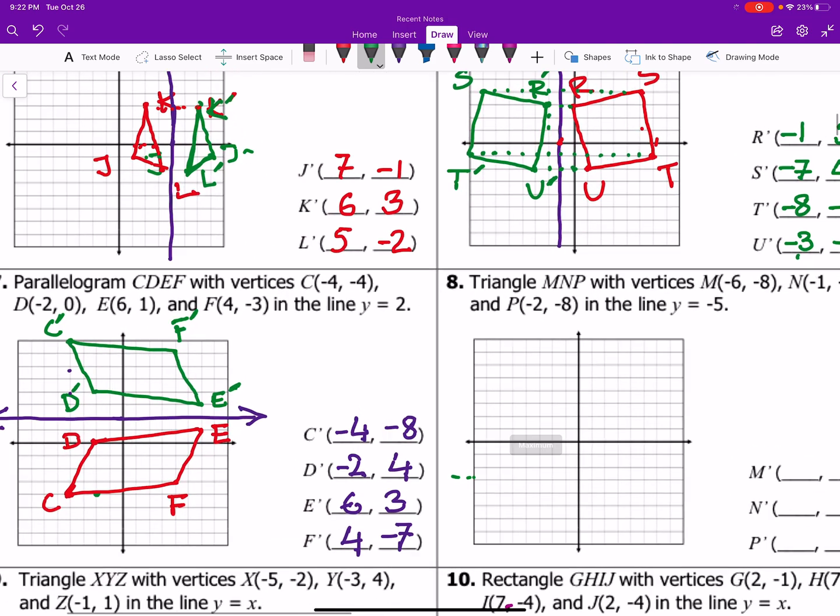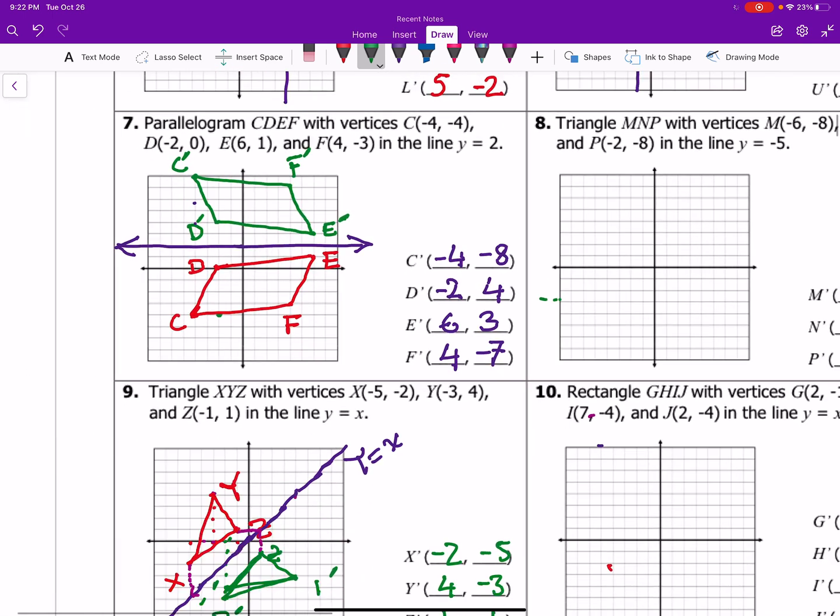Here in number 7, I have a figure that gives me parallelogram CDEF with vertices. C is negative 4, negative 4: I count 1, 2, 3, 4 to the left and 1, 2, 3, 4 down. Then D is negative 2, 0, so that's on the x-axis. And E is 6, 1: 1, 2, 3, 4, 5, 6, and then 1. And then F is 4 and negative 3. So I have drawn this one.